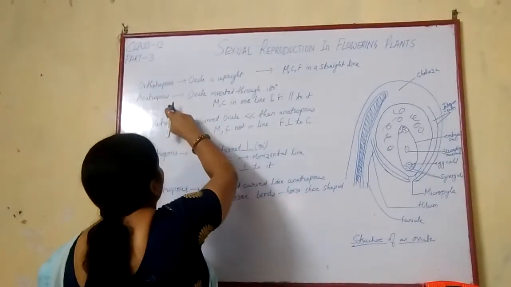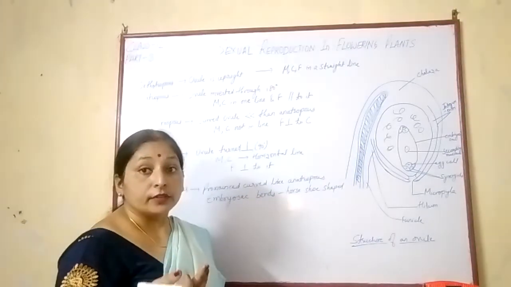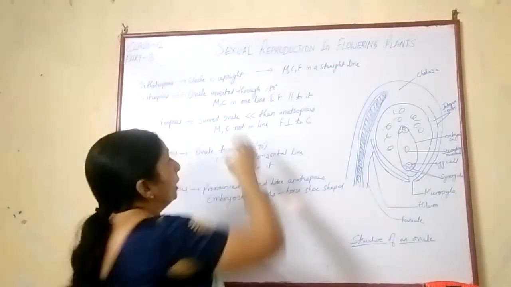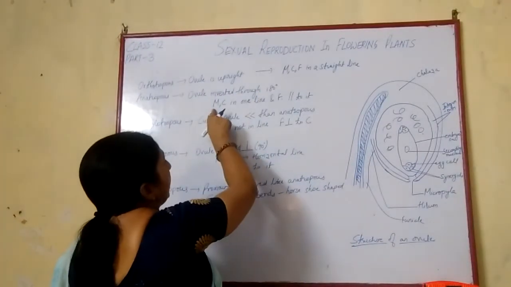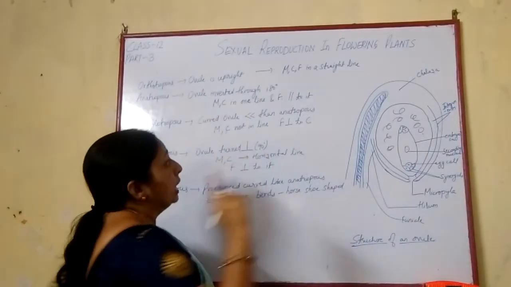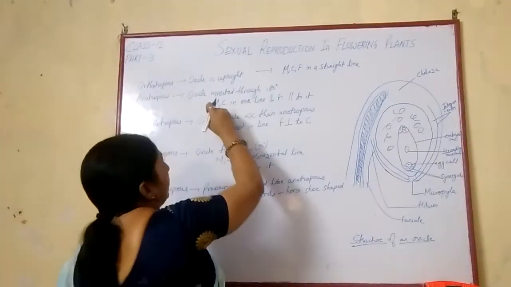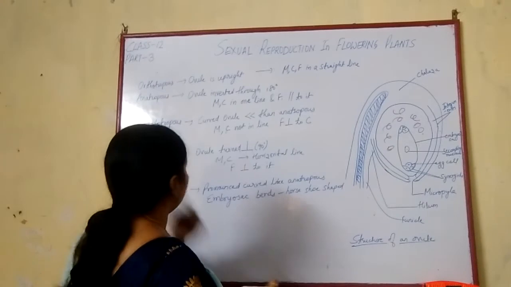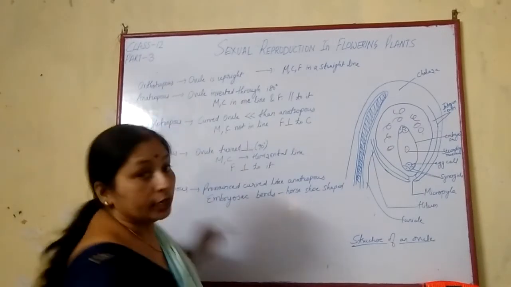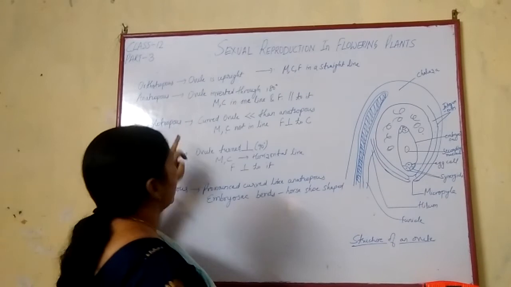Next is the anatropous condition, when the ovule is inverted by 180 degrees. So when the ovule is inverted by 180 degrees, micropyle and chalaza are in one line, and the funicle is parallel to it. So when micropyle and chalaza are in one line and the funicle is parallel to it, the condition is anatropous.